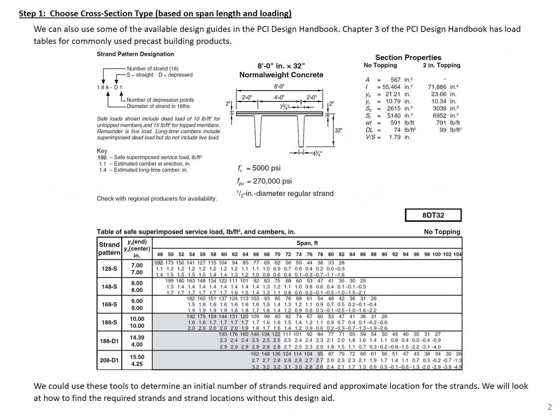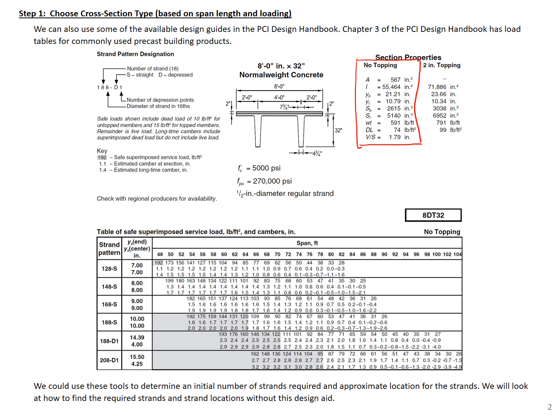As I mentioned, there are a number of different design aids that we can use. The one shown here is from the PCI Design Handbook in Chapter 3. You can see these are load tables for some of the commonly used precast building products. So this is the double T that we're going to try to use for our design. We're going to initially try to not have a topping on it. So it'll be an untopped double T with a 32-inch depth, and you can see we're given our gross section properties for this cross section.